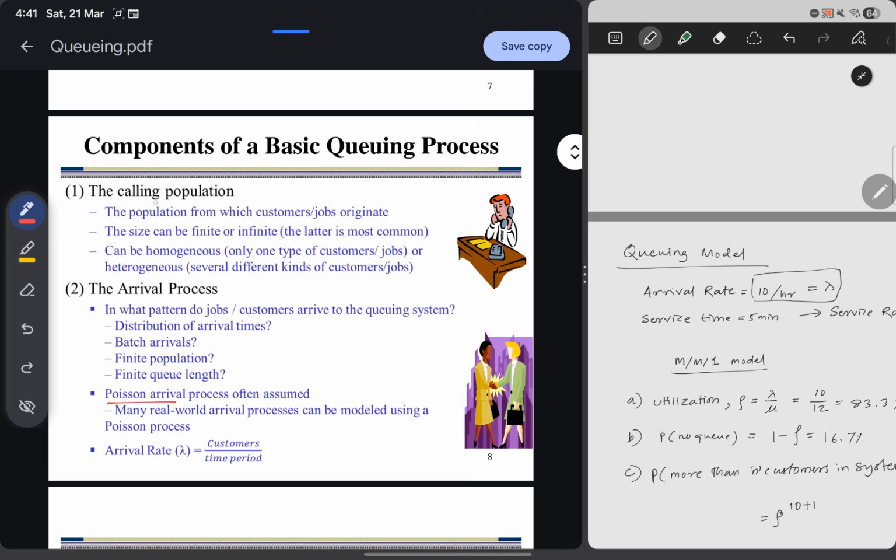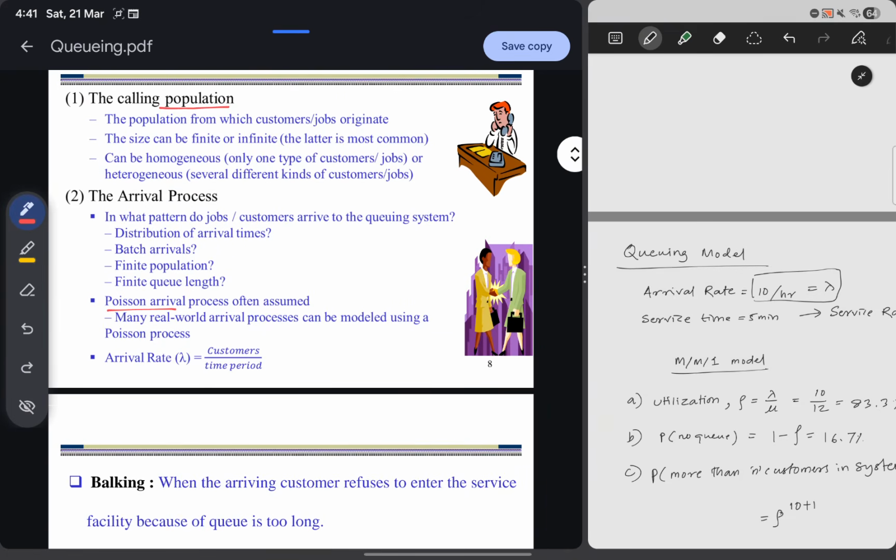And then the calling population is either a finite population coming to the system or an infinite population. In case of a bank, we could say it's an infinite population because a lot of people are there. If the number is greater than 40, we usually go for an infinite population. So just forget about that. The important thing I'll highlight here is the arrival rate: the number of customers arriving in a particular time period.